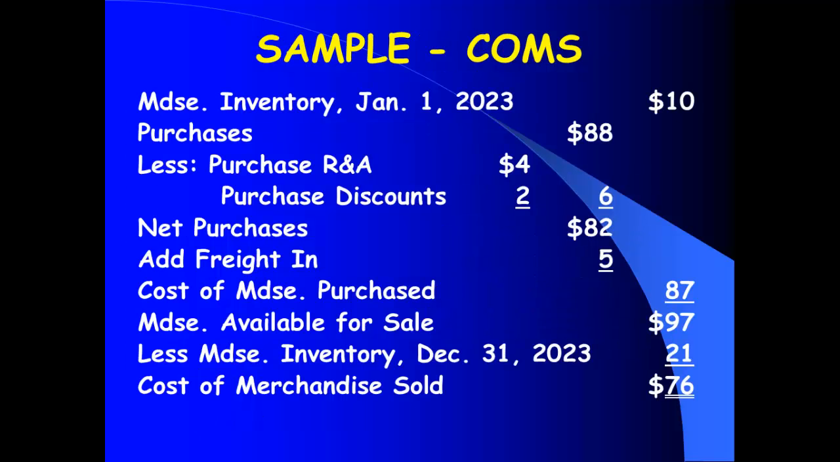Here's an example of a cost of goods sold statement. My beginning inventory. And next I need to calculate what I bought. Here's my purchases minus returns and allowances and discounts is my net purchases, plus the freight to get them to me, says I bought a total of 87 overall. I had 10 to begin with, which means I had 97 available then. Deduct what's left, and that's the cost of what I sold.